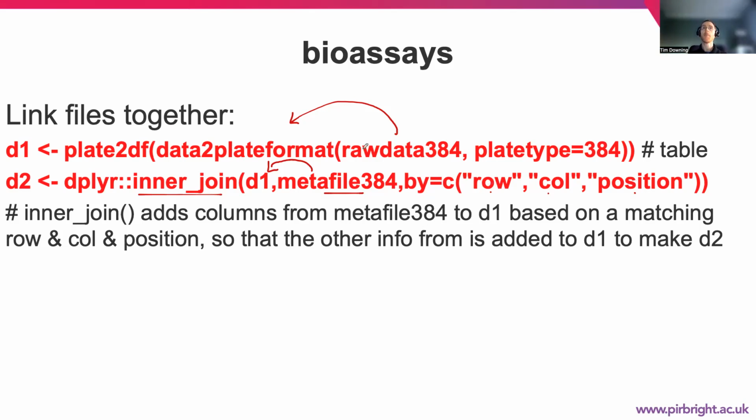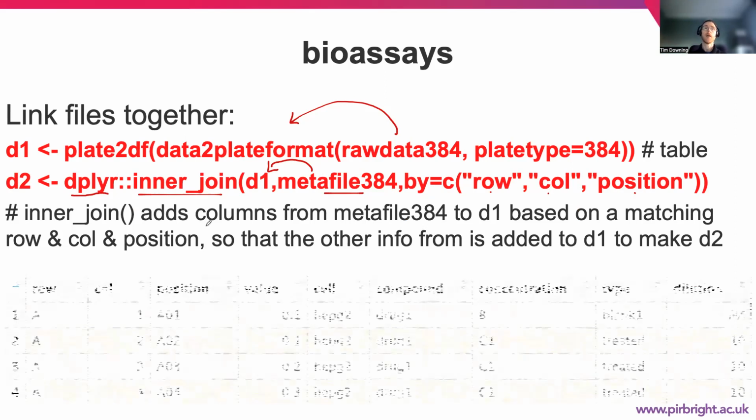So it's saying basically where we have a match between D1 and the meta file, where the row and the column and position match between the different files, we're going to join them together and put them in a new data frame D2. And this is using the dplyr package, which is why we have the 2 colons there, that we're using this inner join function from that package.